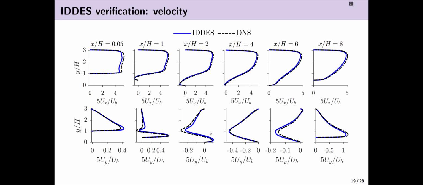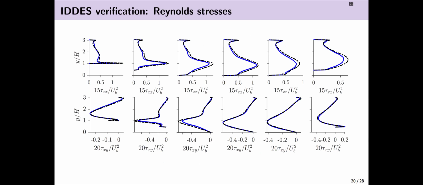So, verifying the IDDS result for the baseline geometry against the available DNS, I'm showing on the top row the streamwise velocity along the periodic hill geometry, and in the bottom the wall normal velocity. We can see that they're quite well matched. Similarly, for the normal and shear Reynolds stresses, we have a very good match between the IDDS and the reference DNS data. That lets us now use the same setup to verify the flow predictions for our optimal shapes.